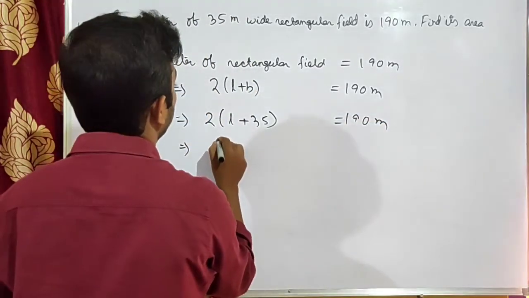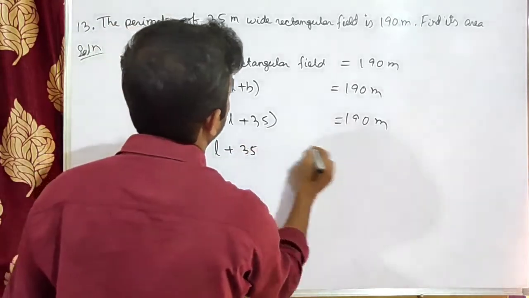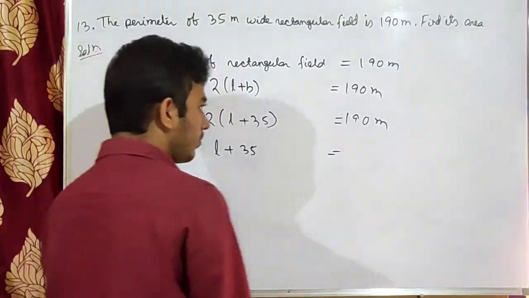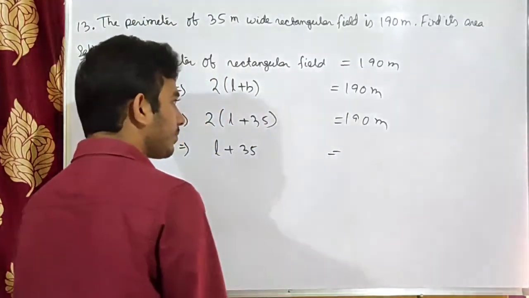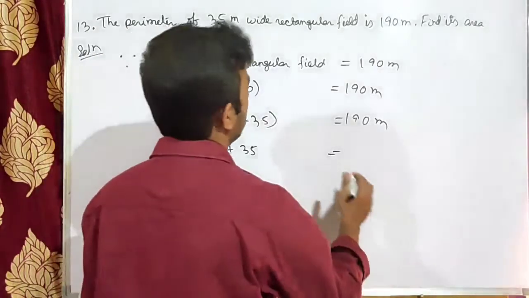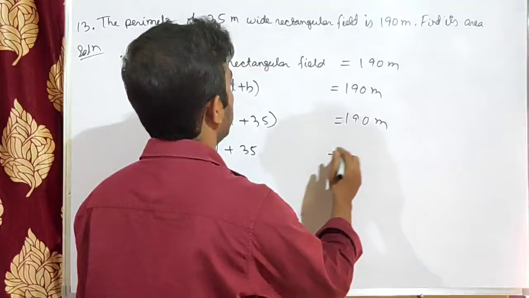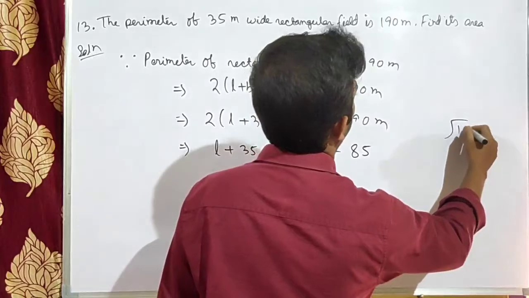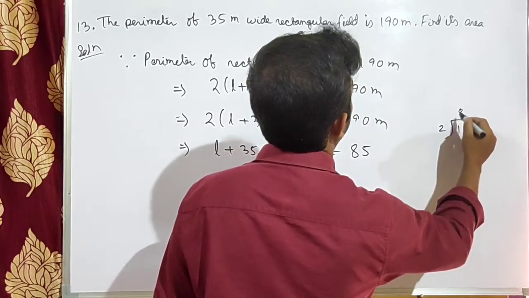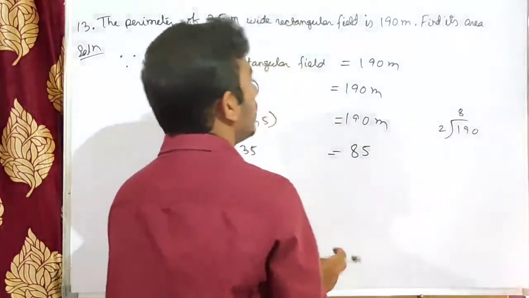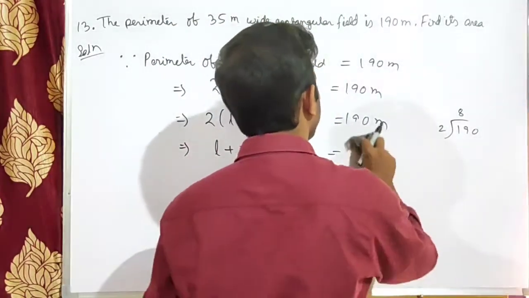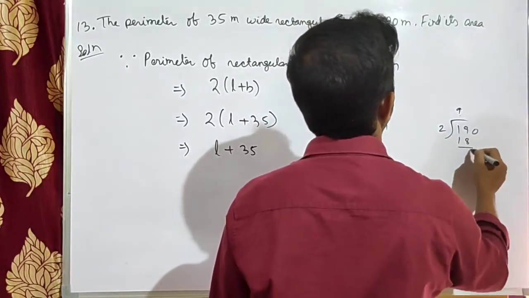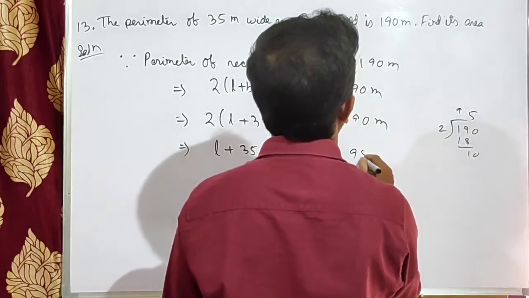Now we will move the 2 to that side. It will be L plus 35 equals 190 divided by 2. How much is 190 divided by 2? 2 nines are 18. Then 0, so it will be 95 meter.